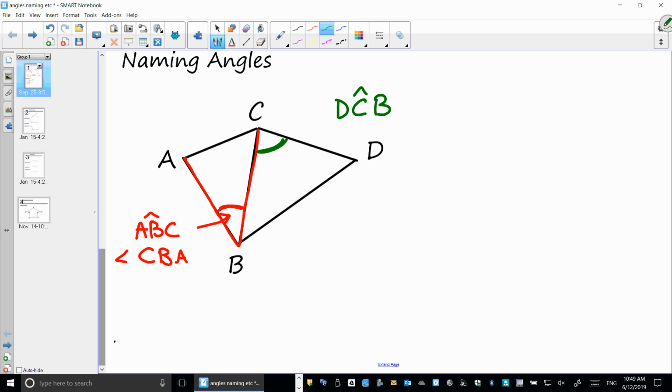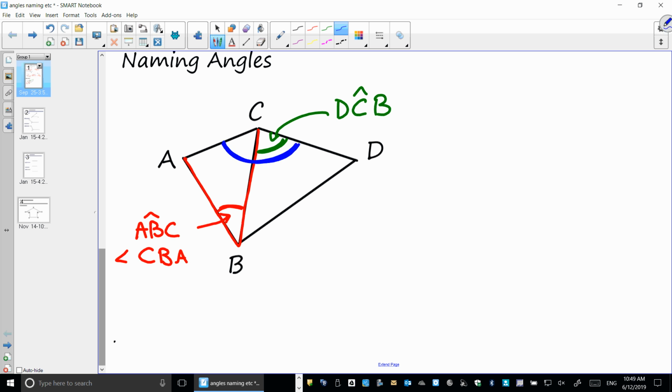That's why I said here, ABC is the same as CBA, as long as the middle letter is correct and the two end ones are on either side, it doesn't matter. So that would be my green one. And the middle one always has to be correct, that's where the point is, the vertex. What about this blue one here?